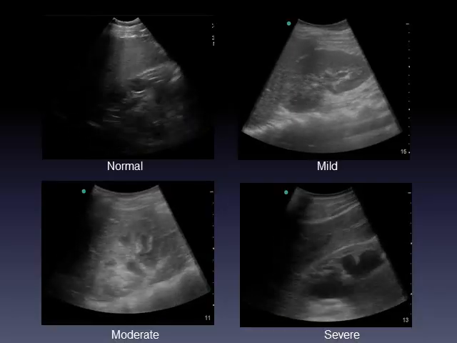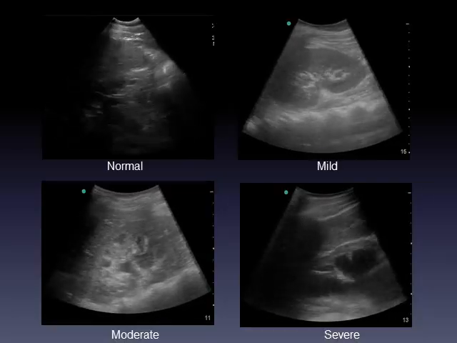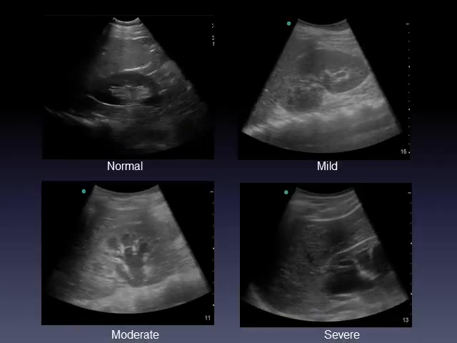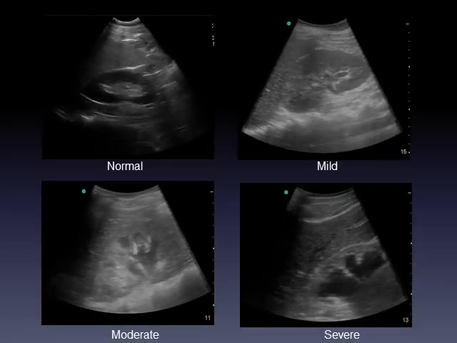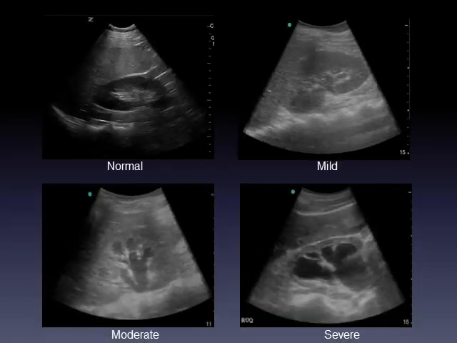And here we see all 4 videos going at once, just to give you an appreciation of the gradation of it and how it might appear on a scan. And again, just the still images. Clearly you can see the gradation from the normal situation, some degree of fluid, much more fluid, but nice tight calyces, and finally clearly abnormal ballooned out calyces in the severe situation.